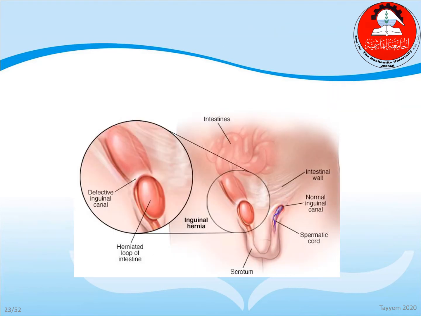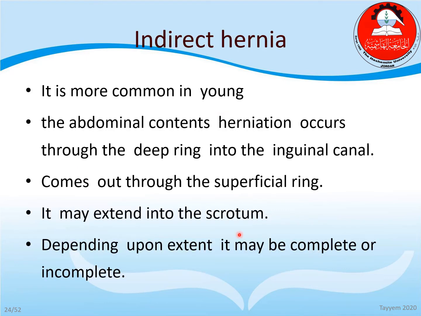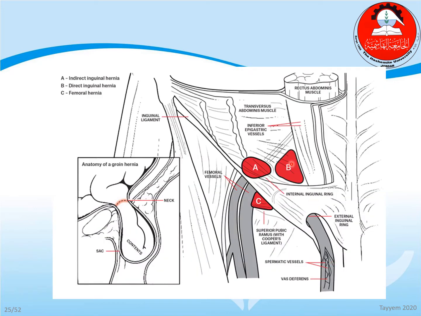And this slide is just to illustrate an indirect hernia. The indirect hernias, as we said, are more common in the young, and the abdominal content herniates through the deep ring into the inguinal canal. It can come out through the superficial ring and descend down to the scrotum. The descent could be complete or incomplete.